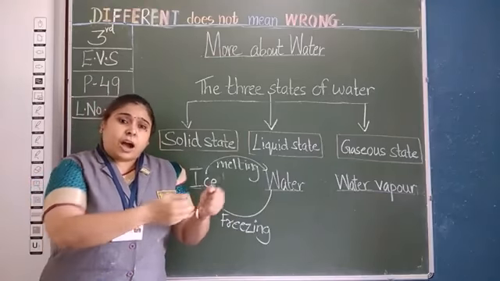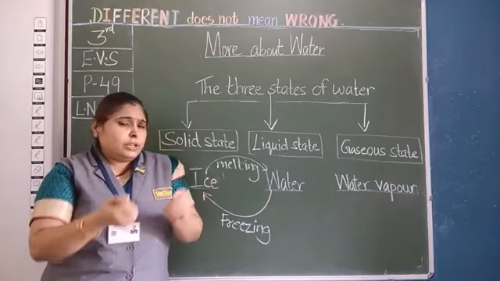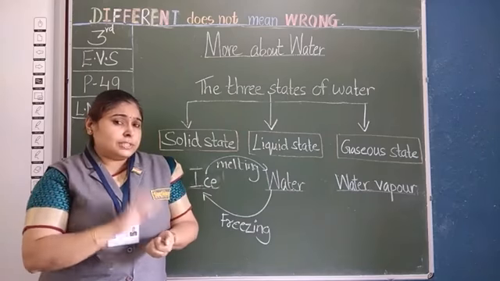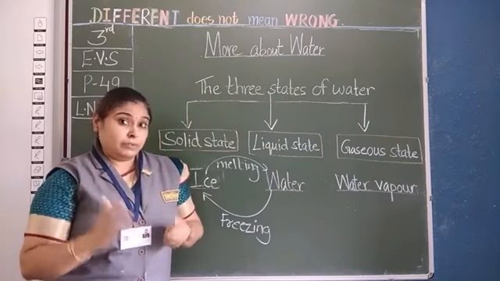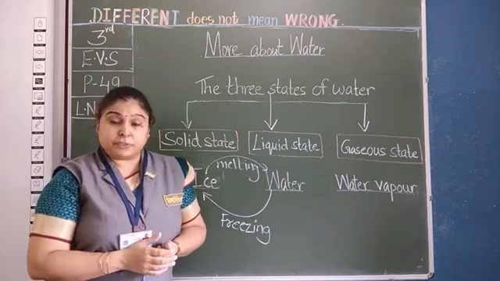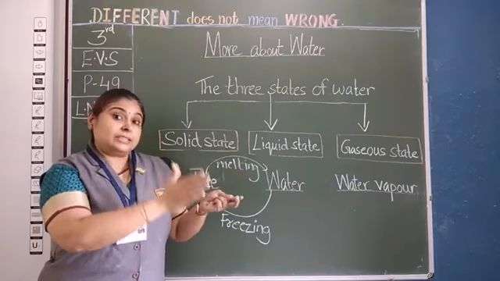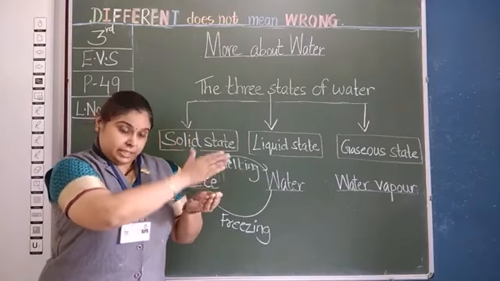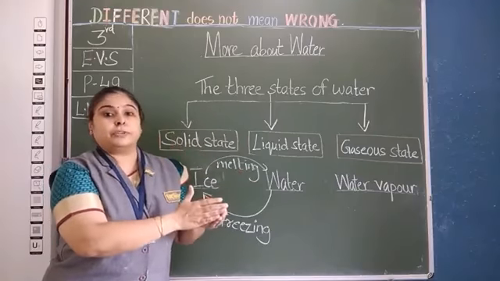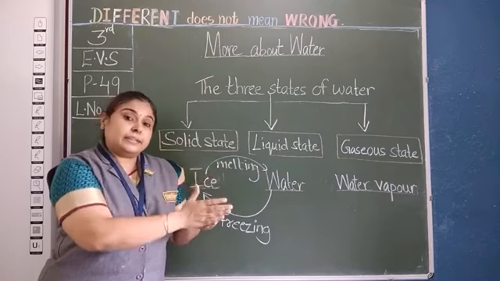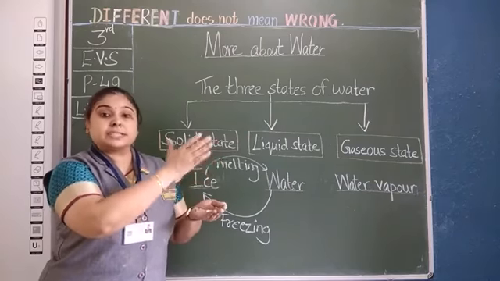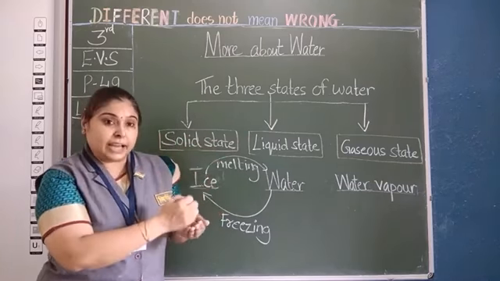When we take out ice from the freezer, where do we get the ice? We freeze the water in the freezer at home. We have a refrigerator, fridge, in our home. In that, another compartment, the freezer, is there. It has a lower temperature as compared to the other part of the fridge. So there we freeze the water and we get ice.